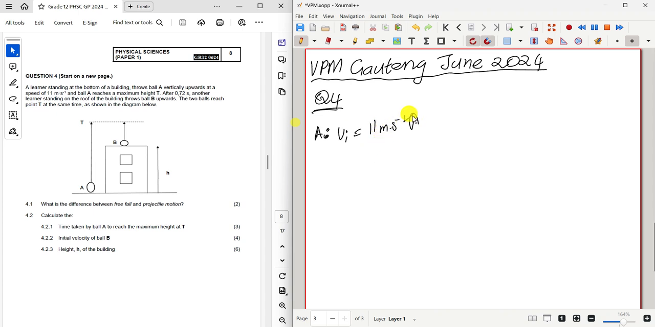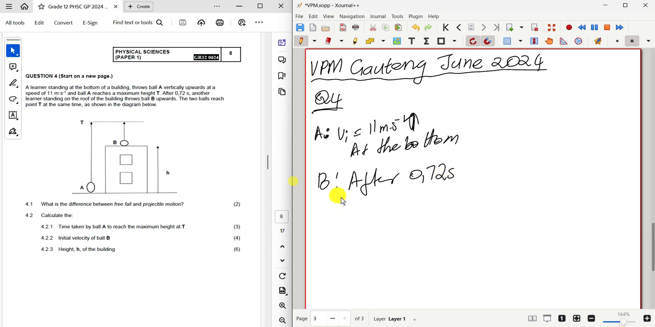All right, so this one is at the bottom. The bottom we can say y0. And ball A reaches a maximum height after 0.72 seconds.